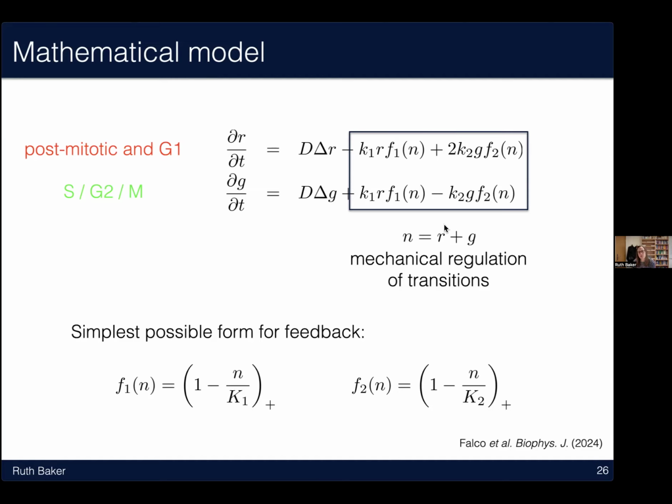So we now have 5 parameters in the model. We've got a diffusion coefficient. We've got the transition rates lowercase k1 and k2, which characterize the rate of cell cycling in low density environments. And then we've got capital K1 and capital K2, which capture the extent to which crowding impacts the cell cycle.